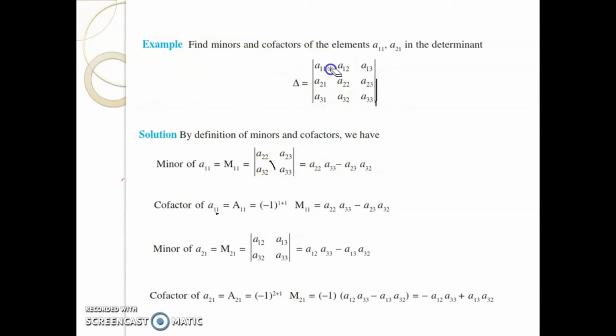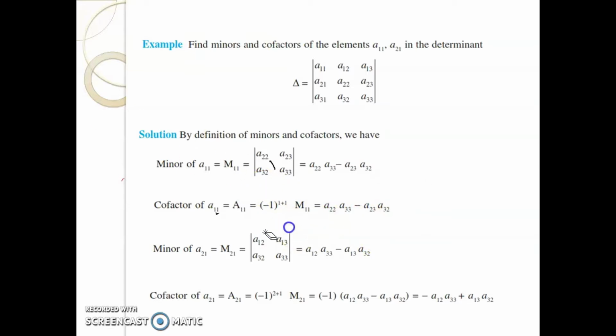And when we have to find the cofactor, then the cofactor will be multiplied with (-1) raised to power 1 plus 1. 1 plus 1 is the position of the element 11. So multiply the minor M11 with (-1) raised to power 1 plus 1, which is (-1) raised to power 2, which is equal to 1. So multiplying this minor with 1, we will get the same output: A22 A33 minus A23 into A32, right?